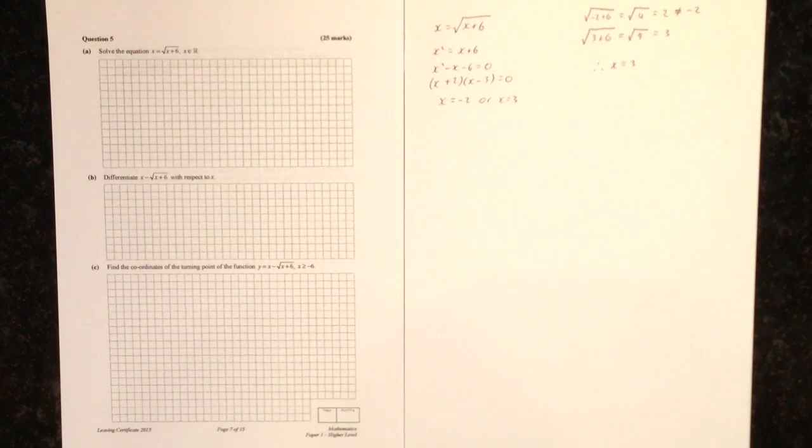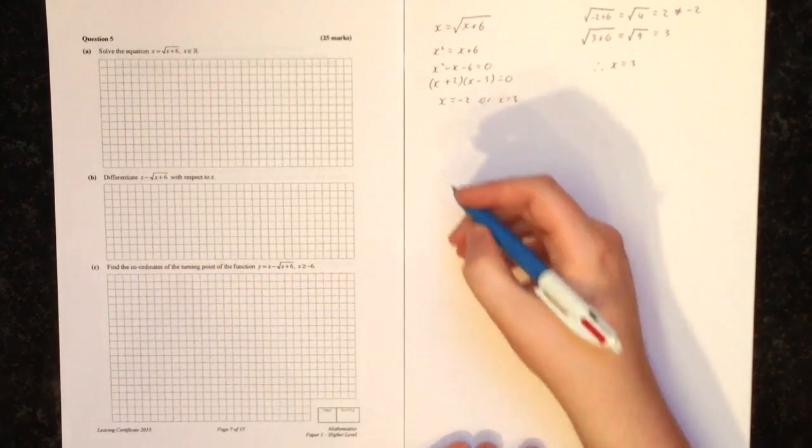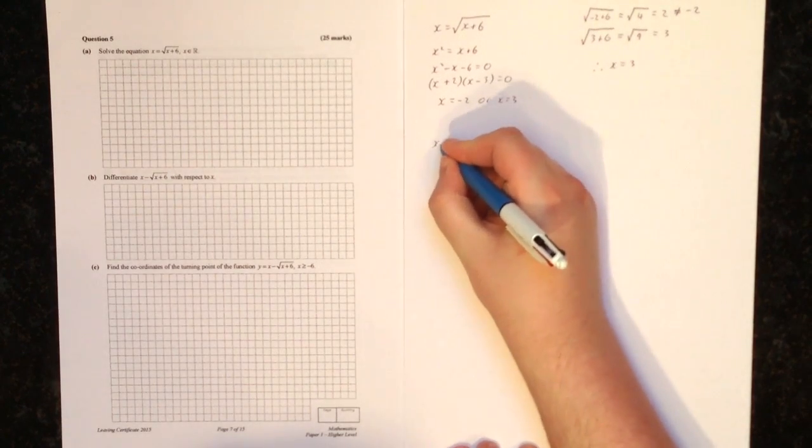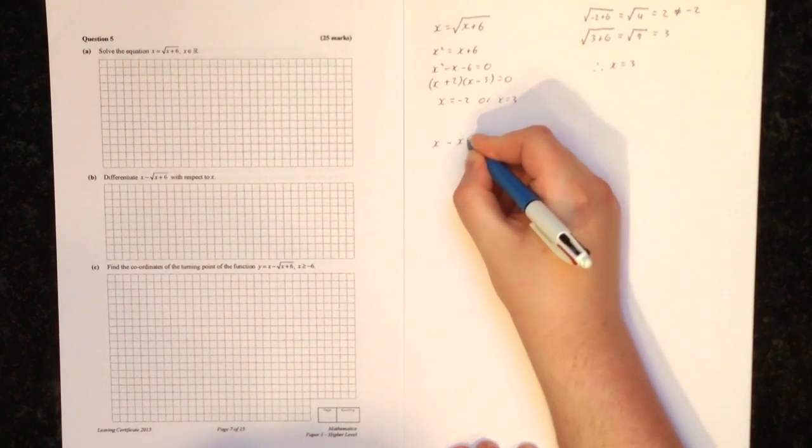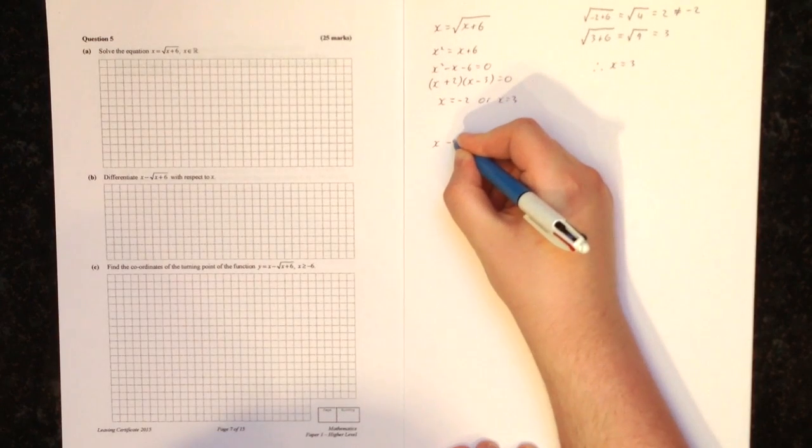Part B, we're asked to differentiate x minus the square root of x plus 6. So we have x minus the square root of x plus 6.